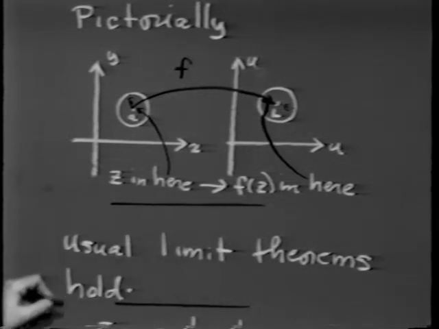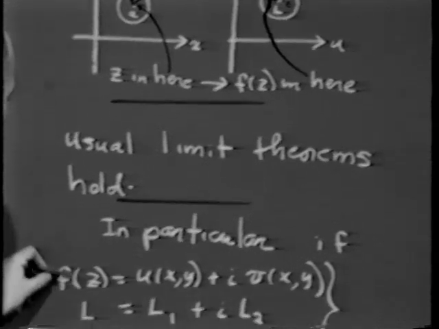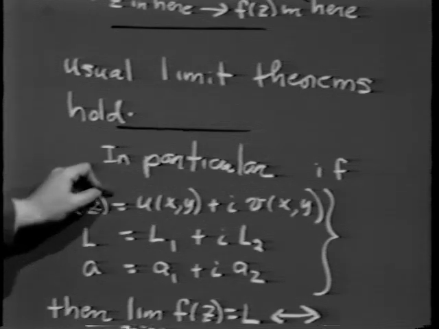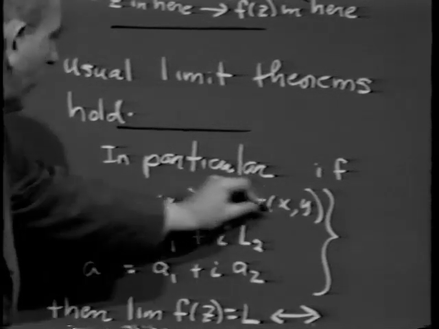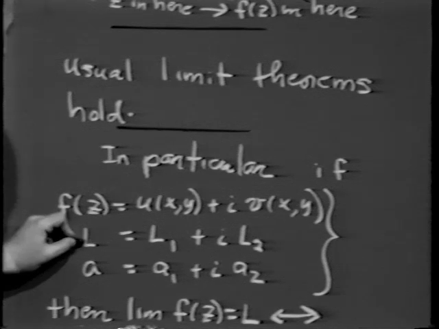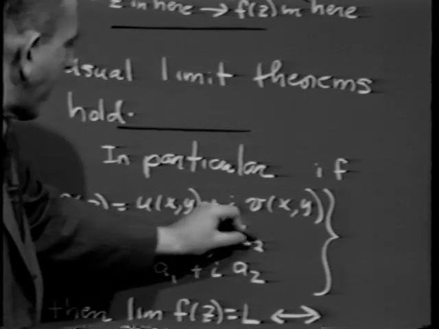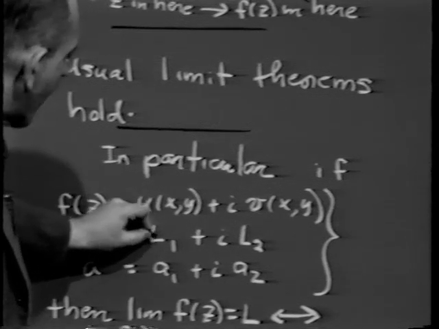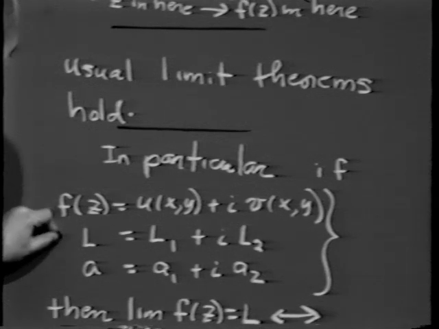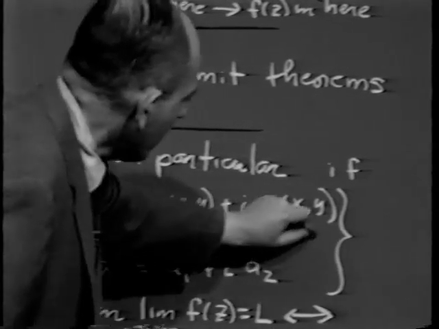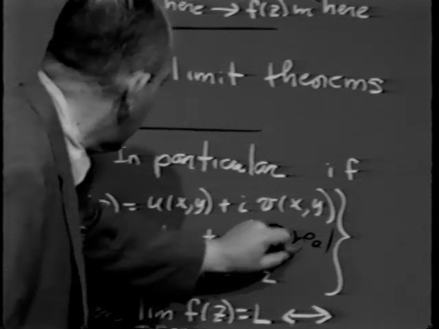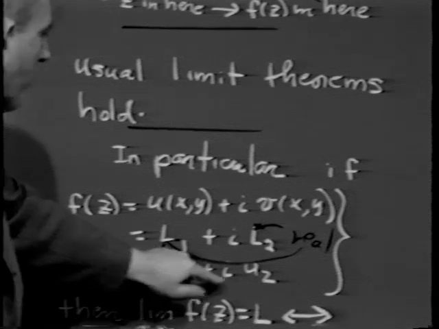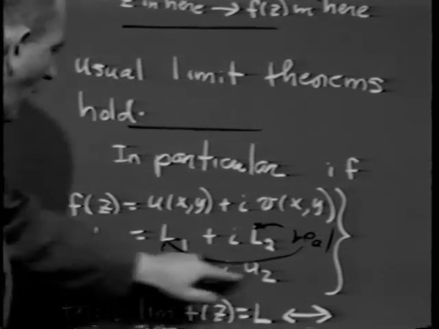And in particular, by the way, if we decide to write f of z as a real plus an imaginary part, in other words, f of z is what? It's u plus iv, where u and v are functions of x and y. The complex number L has a real part and an imaginary part. L is L1 plus iL2, where these are real, you see. See, this is complex. These are real. And the complex number A can be written in the form A1 plus iA2, where A1 and A2 are real.